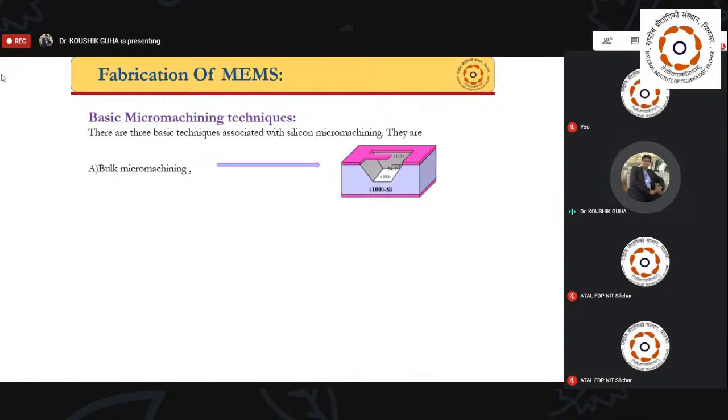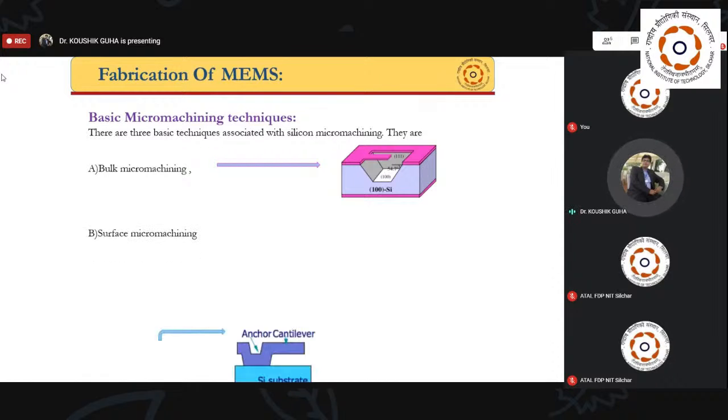One is bulk micromachining, where you cut the bulk of the material, or the semiconductor substrate, to develop something. That is called bulk micromachining, where the bulk of the substrate is removed.